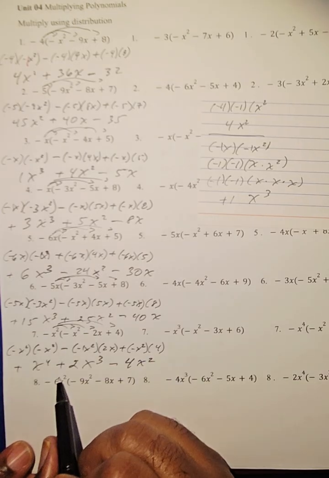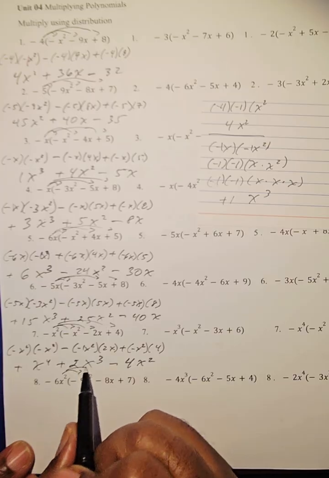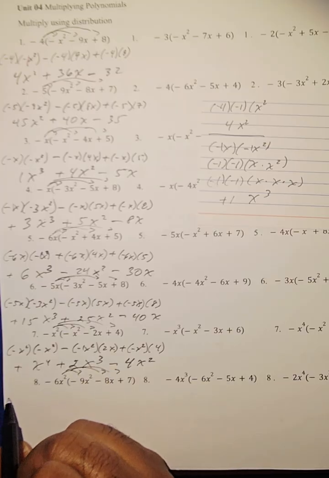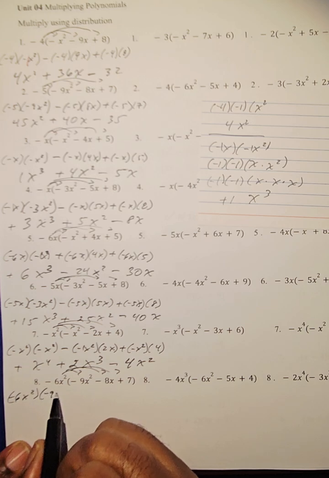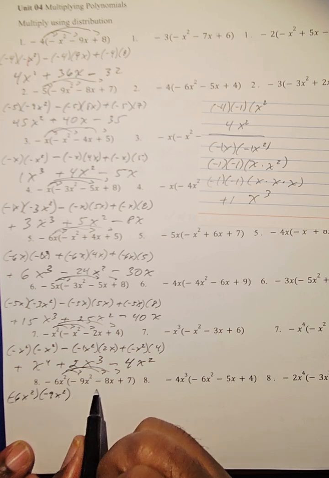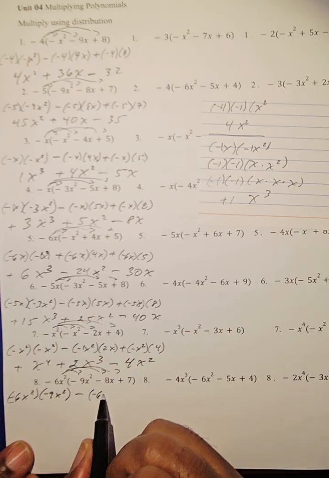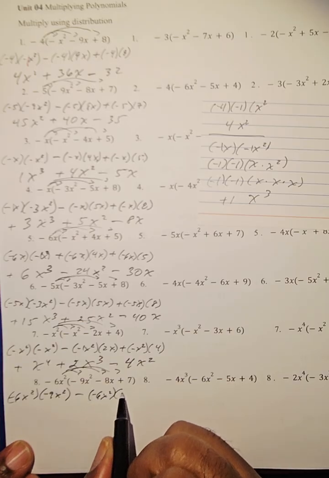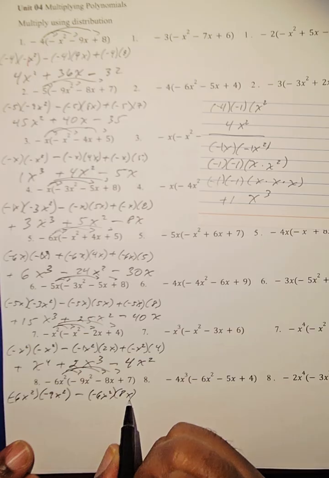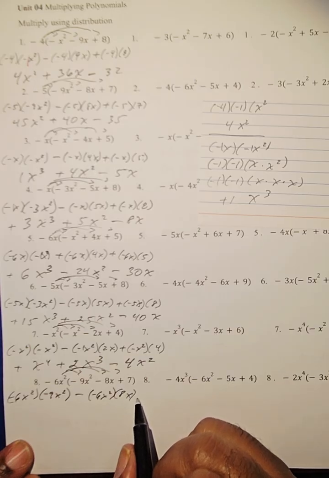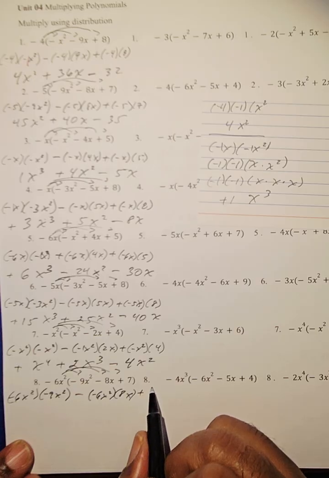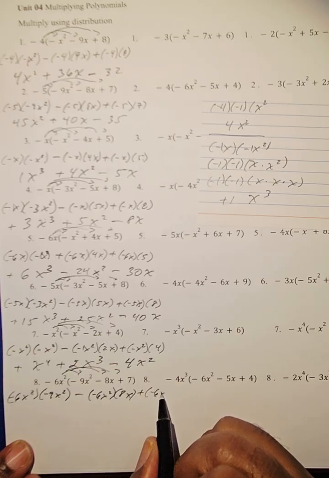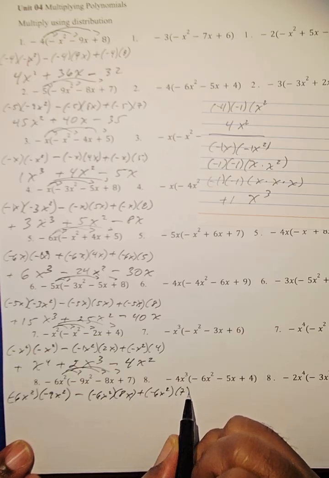Okay, we want to distribute this negative 6x squared here, here, and here. So negative 6x squared multiplied with a negative 9x squared. Then we have a negative. And now we're going to have parentheses, negative 6x squared multiplied with the 8x. And then finally, we're going to have a plus sign and a negative 6x squared multiplied with a 7.